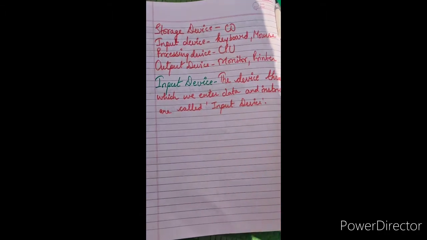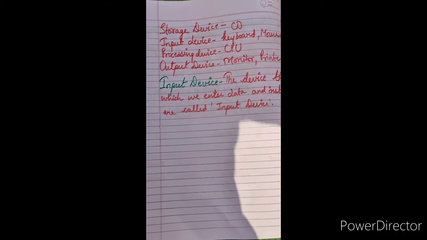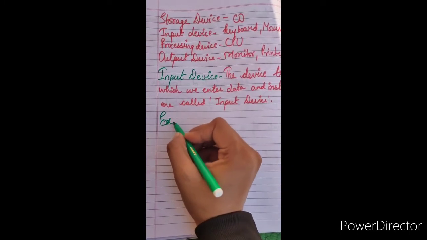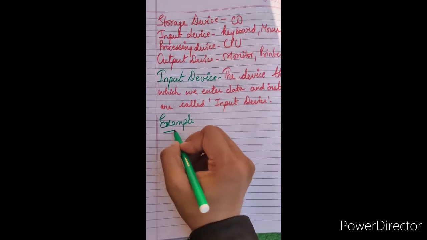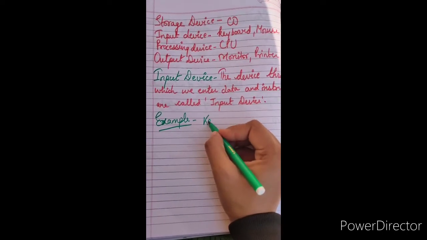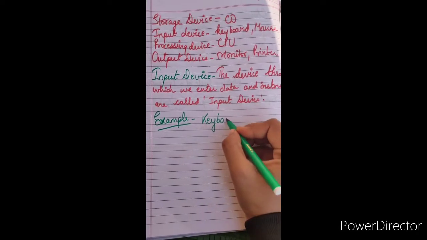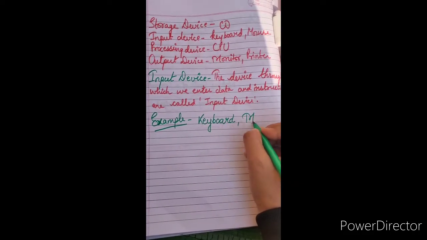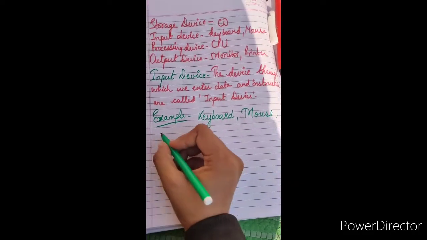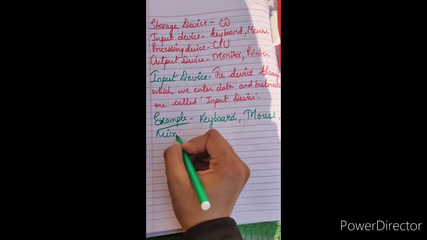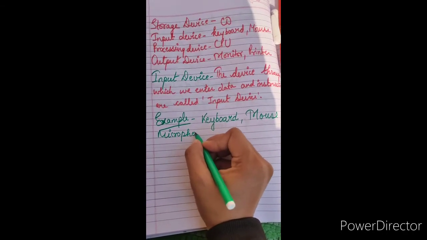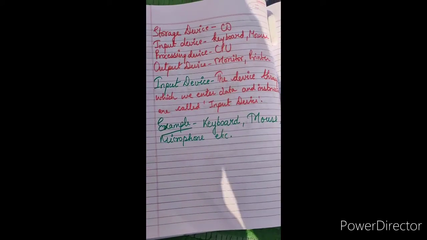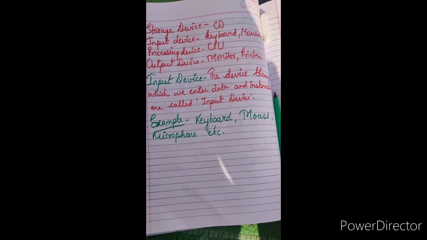The most commonly used input device is the keyboard. Examples are keyboard, mouse, microphone, etc. What is the use of a keyboard? A keyboard is used to input data and instructions into the computer.